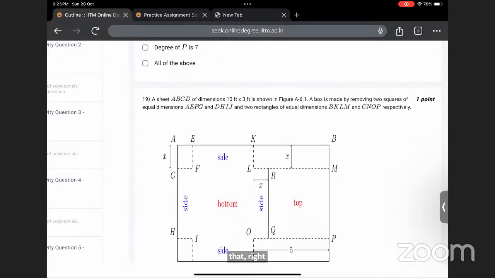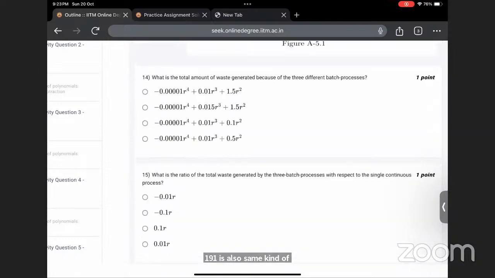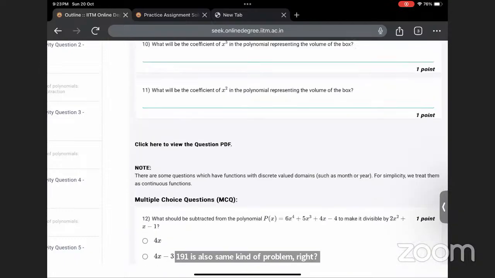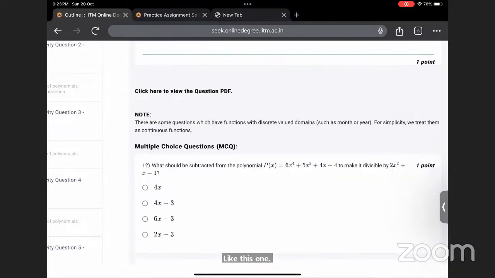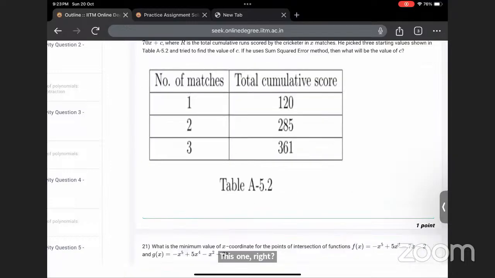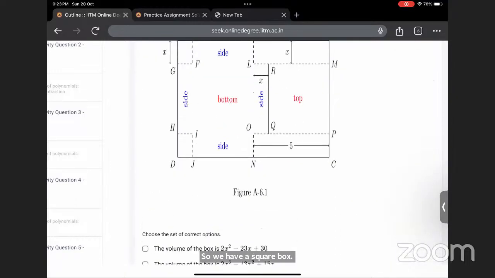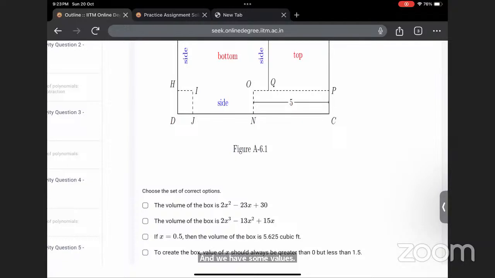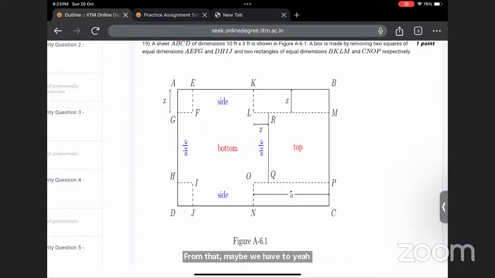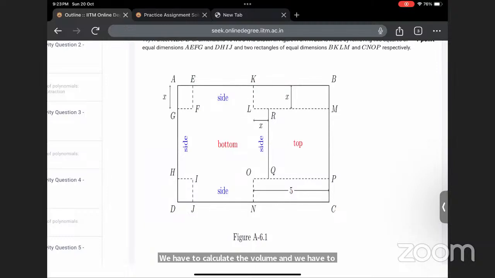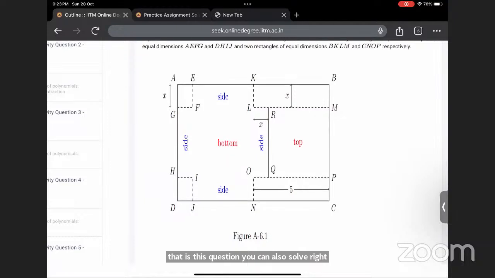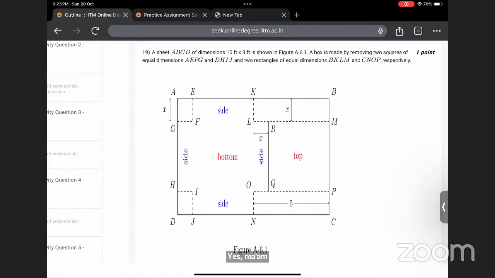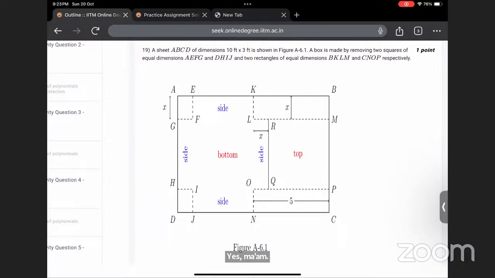The 19th one is also the same kind of problem, right? Like this one, we have a square box and we have some values. From that, maybe we have to calculate the volume and draw some conclusion. So this question you can also solve, right? Can I leave this for you? If you have doubt, then you can ask in the revision session. But after that, I want you to solve it alone.